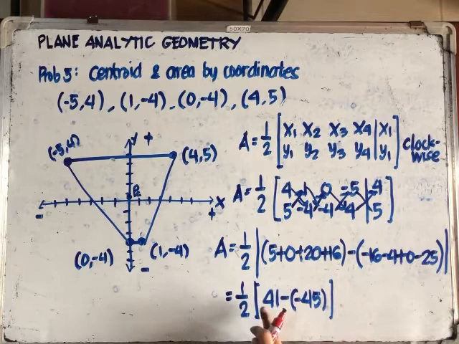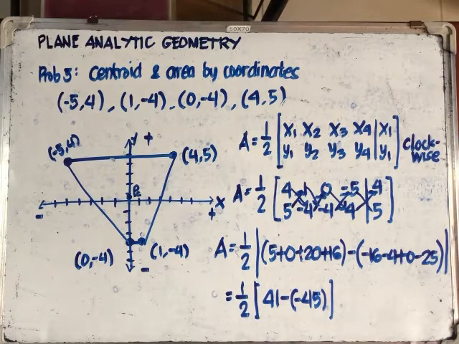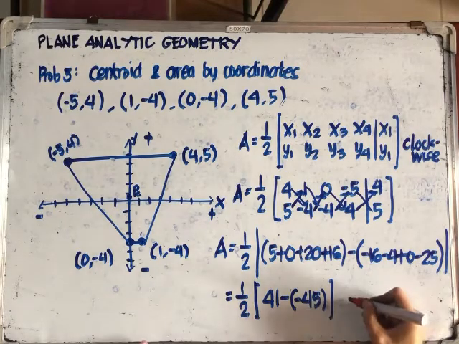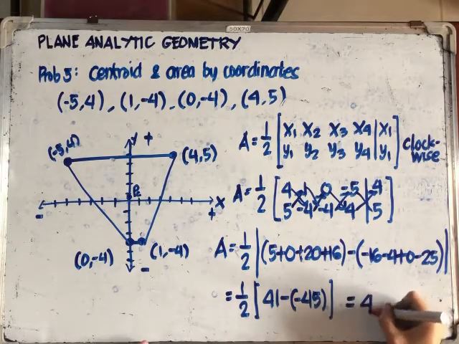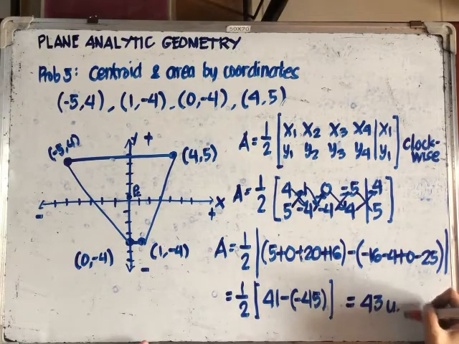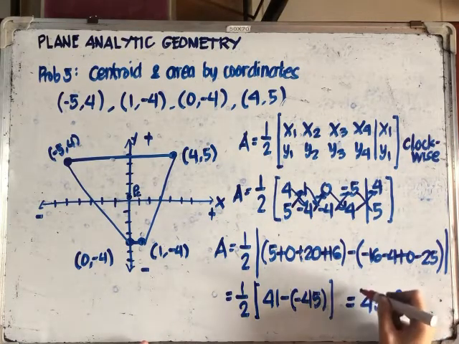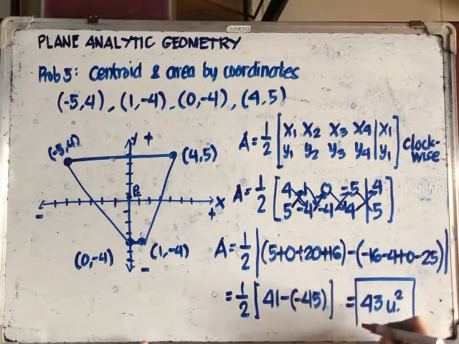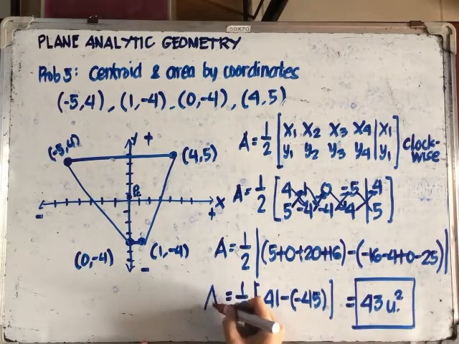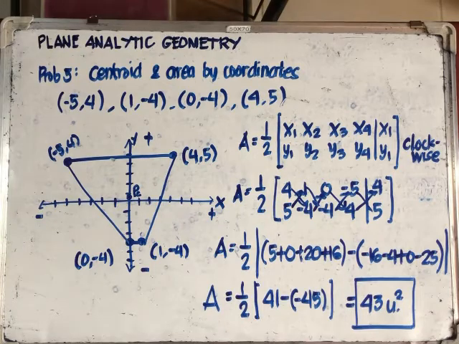Okay. So, 41 plus 45 is 86 divided by 2. That would give us an area of 43 square units. This is our final answer for area. Okay, that's how it is to solve area by coordinates. So, you can not only use this under plane analytic geometry, but also under the surveying topics of civil engineering students for area of land by coordinates.